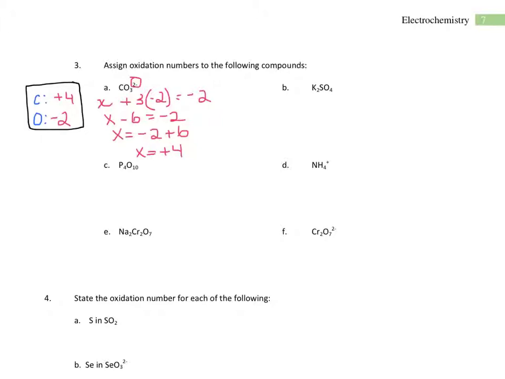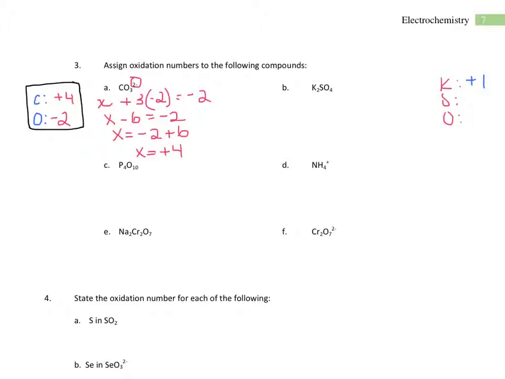Let's try this again with part B. In this compound, we have potassium, we have sulfur, and we have oxygen. So let's go through our guidelines. There are no free elements. There's nothing here that stands alone. Do we have a monatomic or simple ion? Yes, we do. Potassium, or K, is in group 1. The only oxidation state that it can take on is +1.